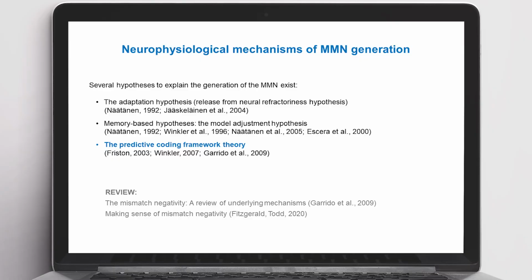Thus, according to the model adjustment hypothesis, mismatch negativity results from comparing the current sound signal with the memory trace of previous sounds. When changes are detected, a corresponding adjustment of the internal model is required, that is, an update of the stimulus representation in the echoic memory. Another hypothesis is the predictive coding hypothesis, which combines the adaptation hypothesis and the model adjustment hypothesis. Mismatch negativity within this hypothesis is described as an indicator of prediction error signals involved in perceptual learning processes.